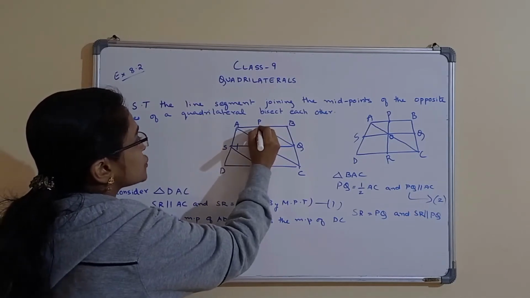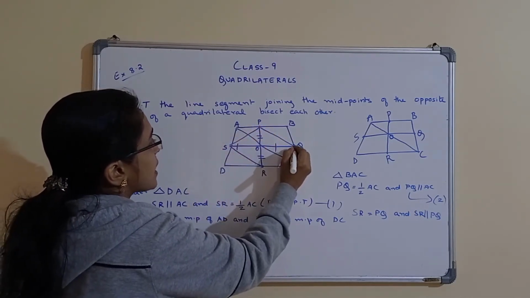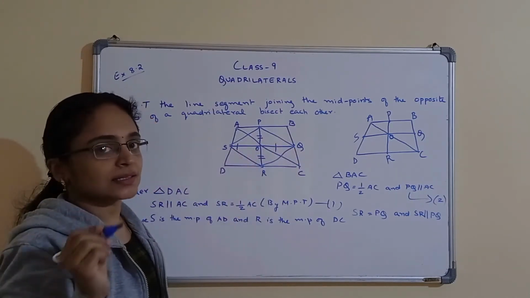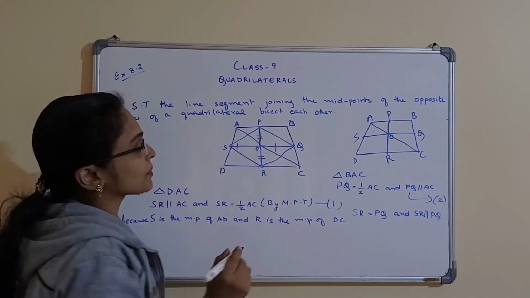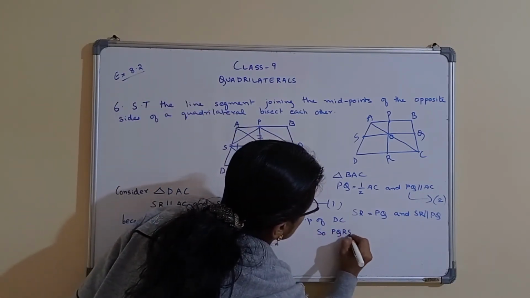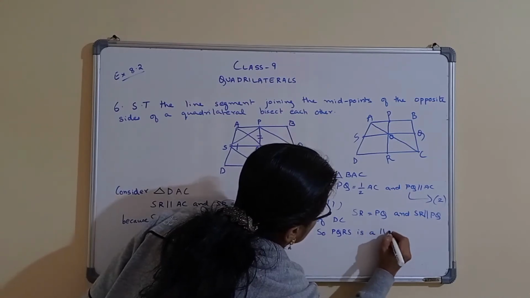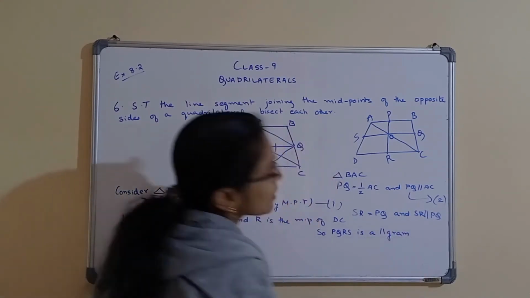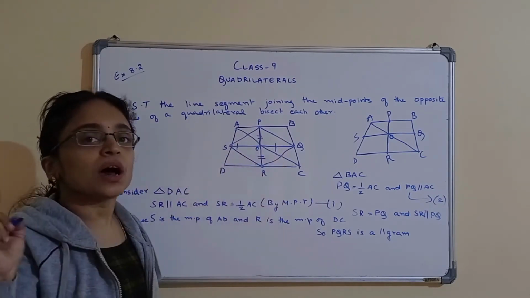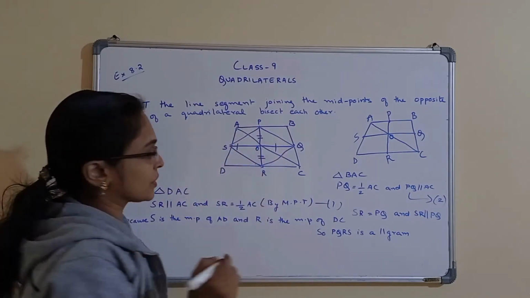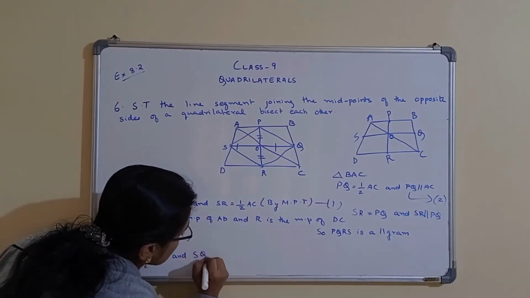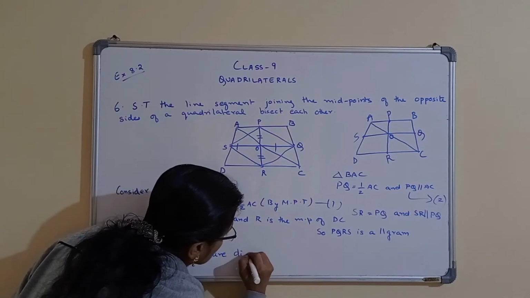So if we join PS and RQ, we can say that PQRS is a parallelogram, right? So, PQRS is a parallelogram. And PR and SQ are the diagonals of the parallelogram.